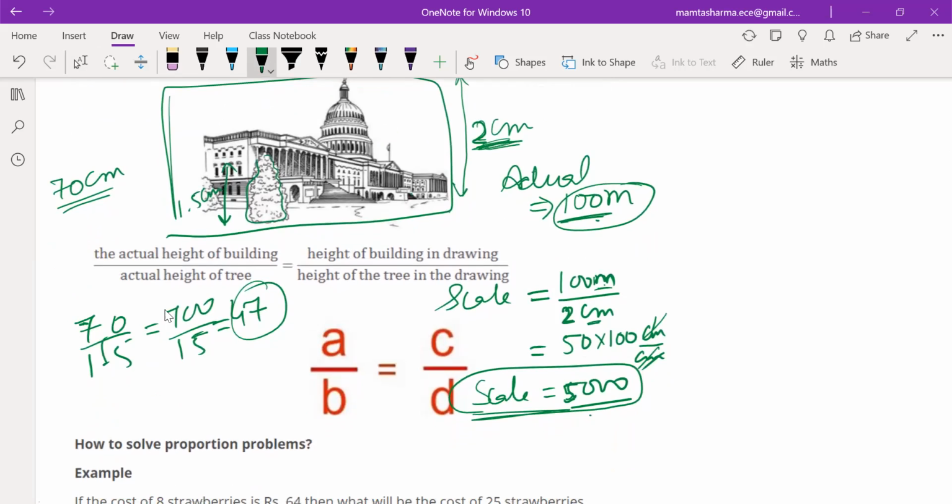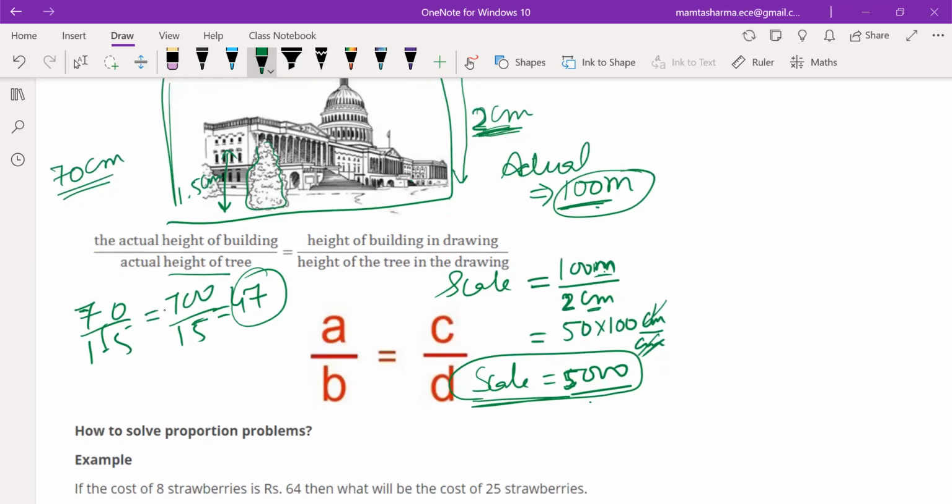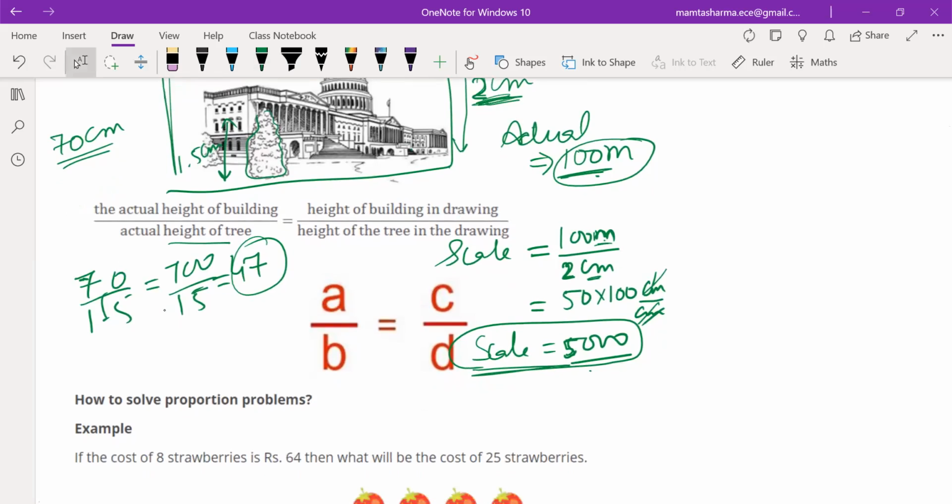So the height of the building in this picture to the actual height of the building, and the height of the tree in the picture to the actual height of the tree, they should be in proportion. Proportion means they should be equal. If the ratios are equal, then we say they are in proportion.